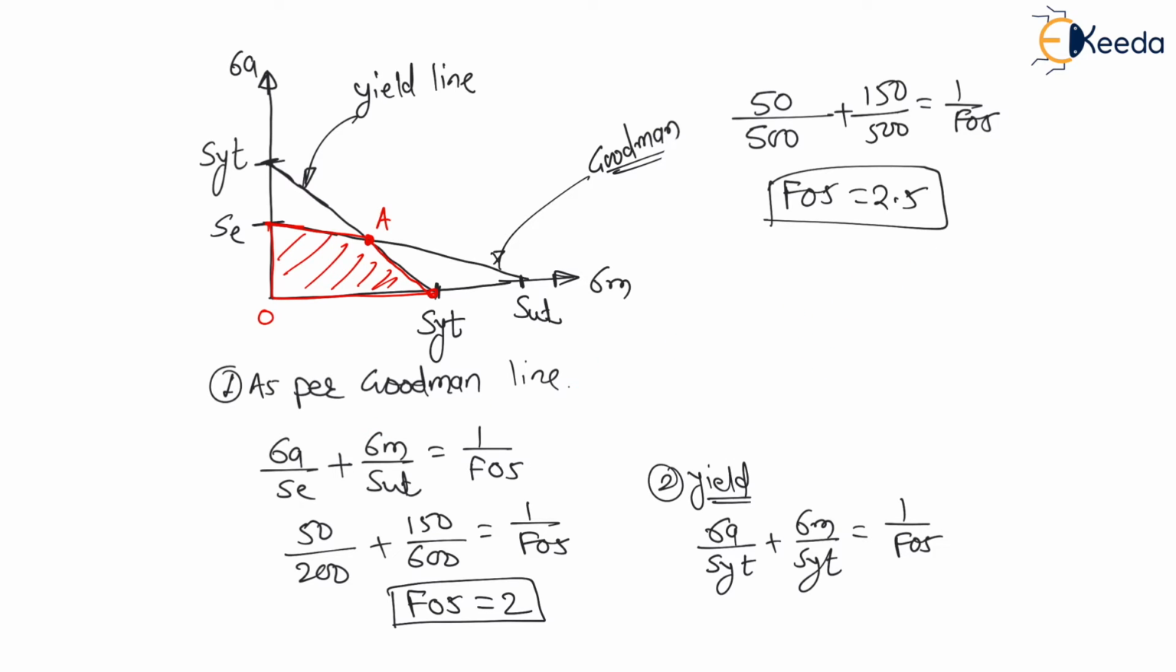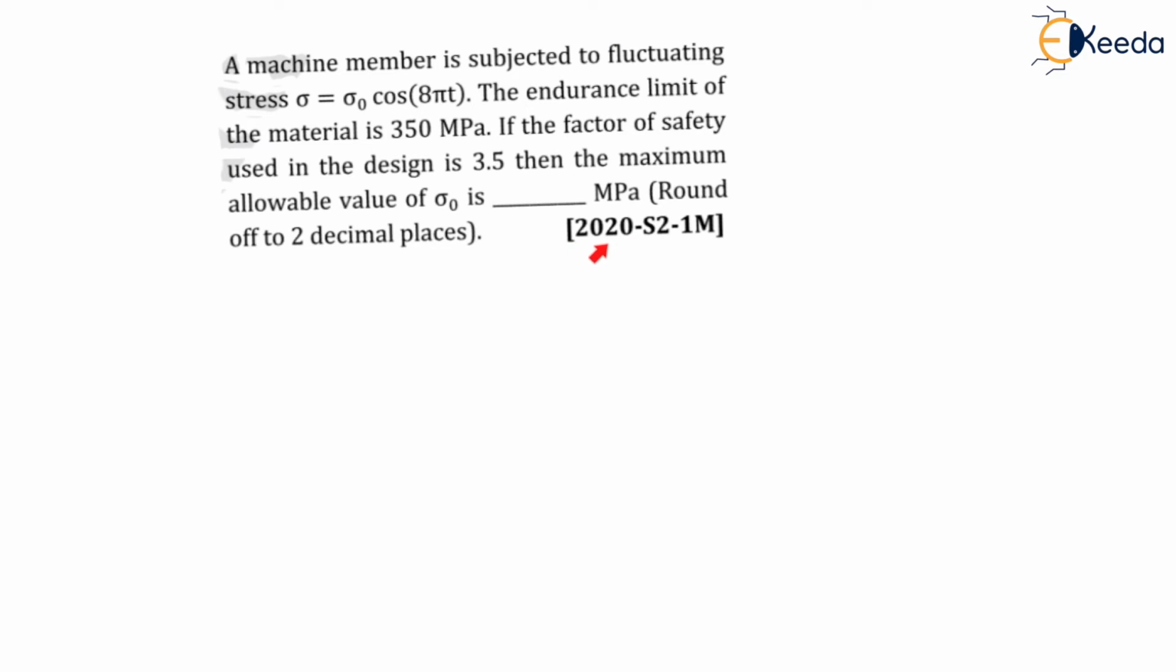And my dear students, always your answer is the lowest of these all. Right. Therefore, as 2 is less than 2.5, your answer, the factor of safety for this case, is equal to 2. So my dear students, in fill in the blanks, you have to type this 2 for getting full marks. Now the next question was asked in GATE 2020 in set 2 for 1 mark.